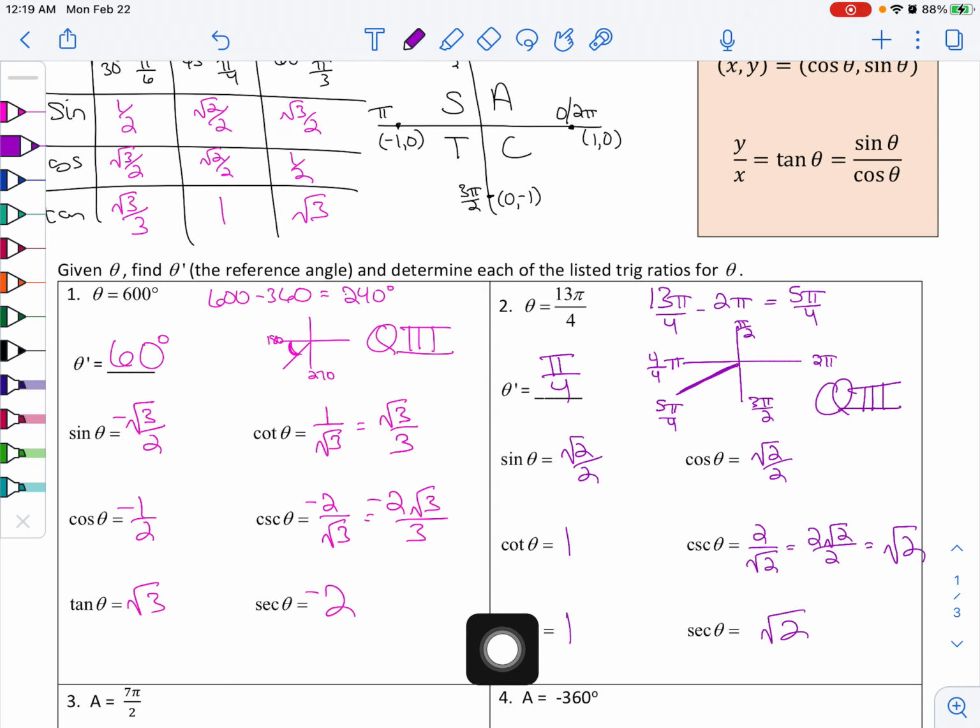In quadrant number 3, the only thing that's positive would be tangent and cotangent. That's the T for ASTC. So I'm going to make everything else negative. And that way I will have all 6 of my trig values for that given theta value.